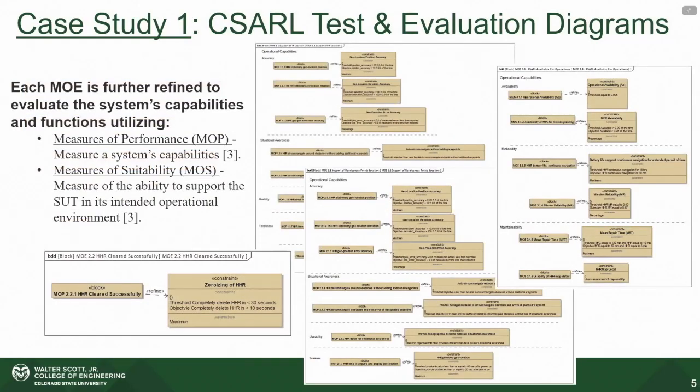Now, each one of these MOEs is further refined into measures of performance, or MOPs, and measures of suitability, or MOSs. These metrics provide a more granular evaluation of the SUT, focusing on both its operational capabilities and its ability to be supported and sustained within the intended environment. MOPs assess how well the system performs specific functions, while MOSs evaluate whether the system is reliable, maintainable, and logistically supported under realistic operating conditions.